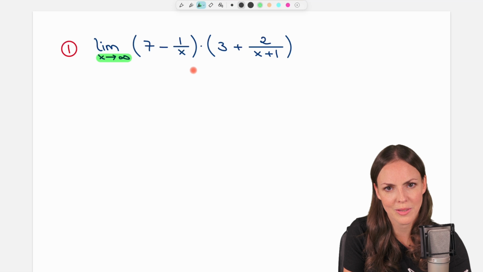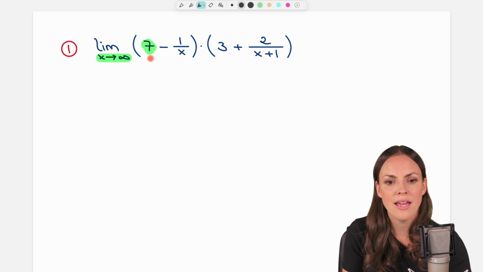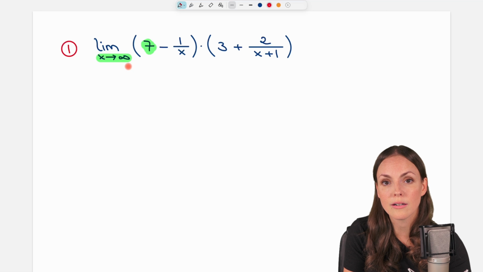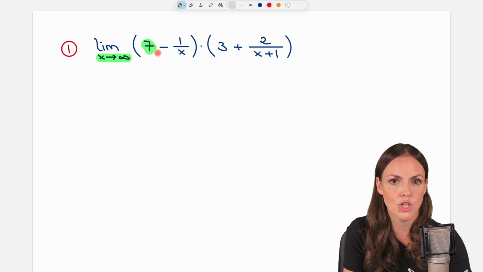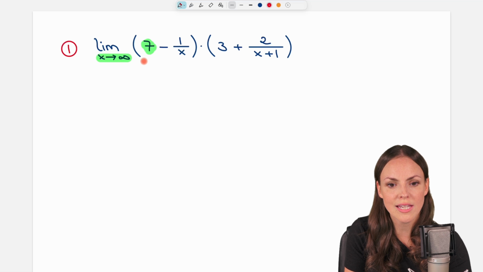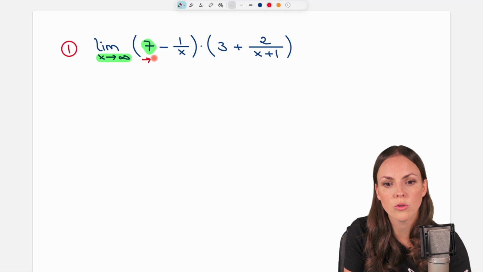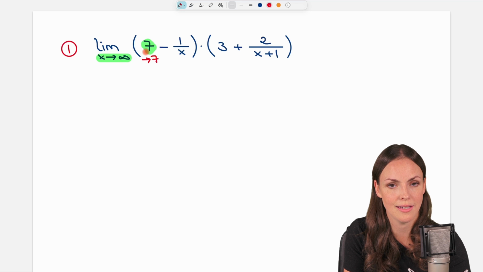So let's see what happens. Let's start here at the beginning. We only have a 7 here. And as x gets bigger and bigger and bigger, what happens with the 7? Nothing. It doesn't change at all. There is no x in here that could change something. So the 7 will approach 7.